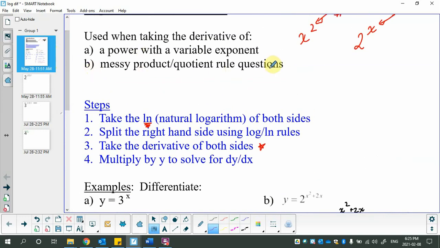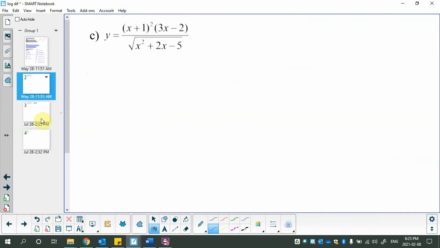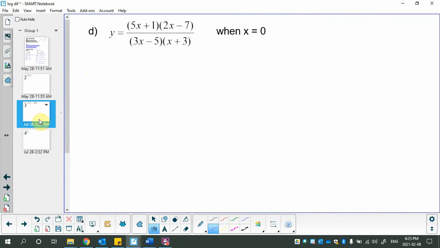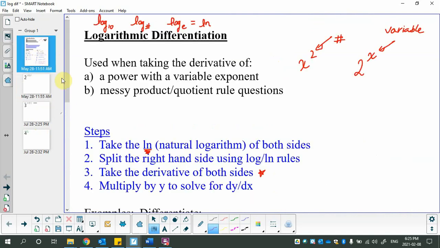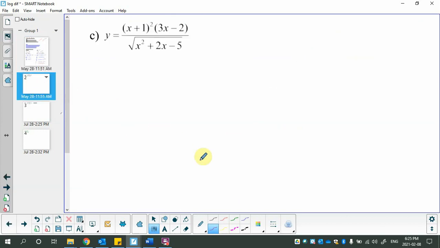the other case where you take the logarithmic differentiation or the logarithmic derivatives. So I've got two questions. Here's the one I showed you, and then, whoa, that guy. So this question, a little bit different, except we start exactly the same. So these blue rules are exactly the same. Take the natural logarithm of both sides, split the right-hand side using log or ln rules. I'll come back to step 3 in a second.